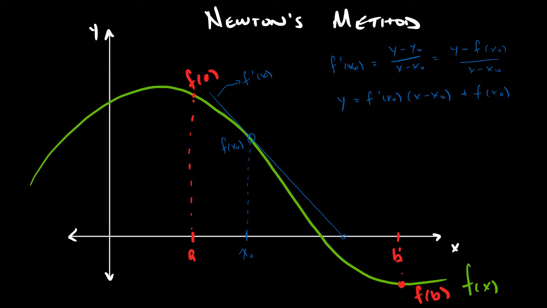That makes total sense. But the point that we're looking for down here is where y equals 0. So what we actually want is this equation when y equals 0. Right, well, that's super easy. So 0 is f prime of x0 times x minus x0 plus f evaluated at x0. And then what we'd like to do is solve this equation in terms of x, because that's actually what we're looking for. I want to know what this value of x is, right?